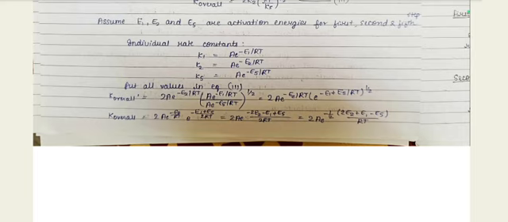Put all the values in equation 3. k_overall = 2 A e^(-E2/RT) (A e^(-E1/RT) / A e^(-E5/RT))^(1/2) = A e^(-E2/RT) into e^(-(E1 - E5)/RT) to the power 1/2, which gives k_overall = 2A e^(-E2/RT) e^(-(E1 - E5)/2RT) = 2A e^(-(2E2 + E1 - E5)/2RT) = 2A e^(-(1/2)(2E2 + E1 - E5)/RT).